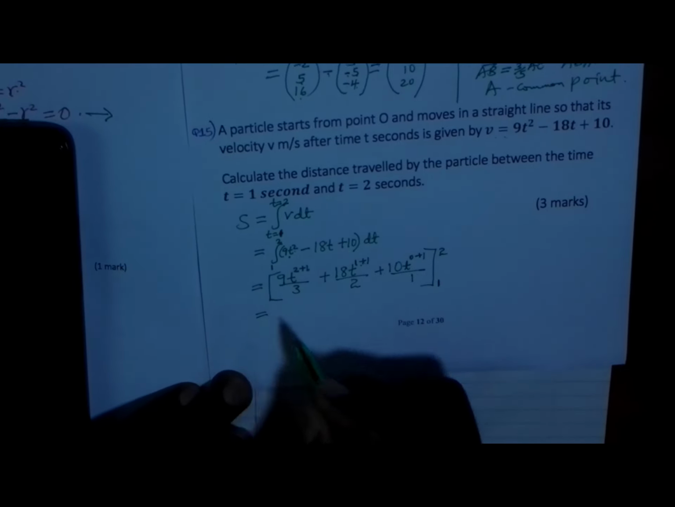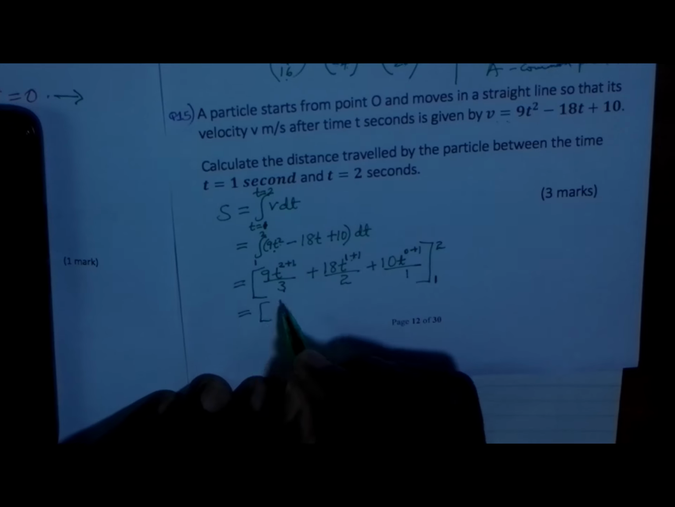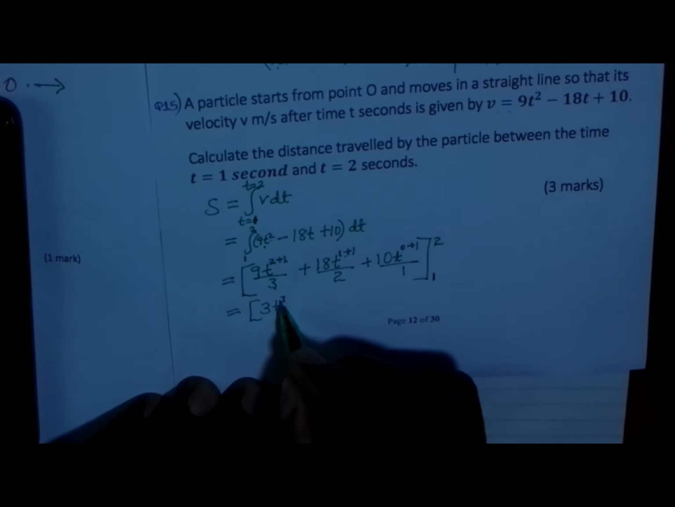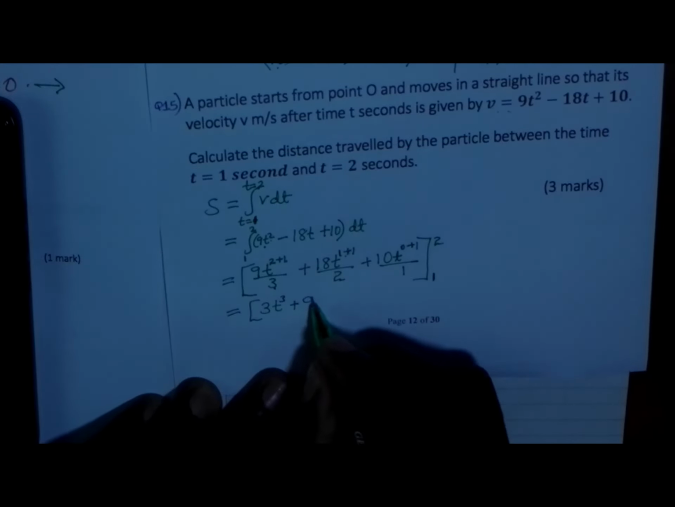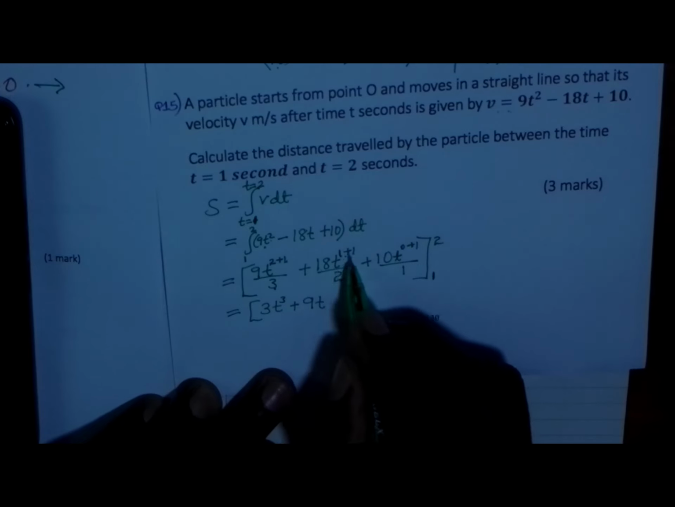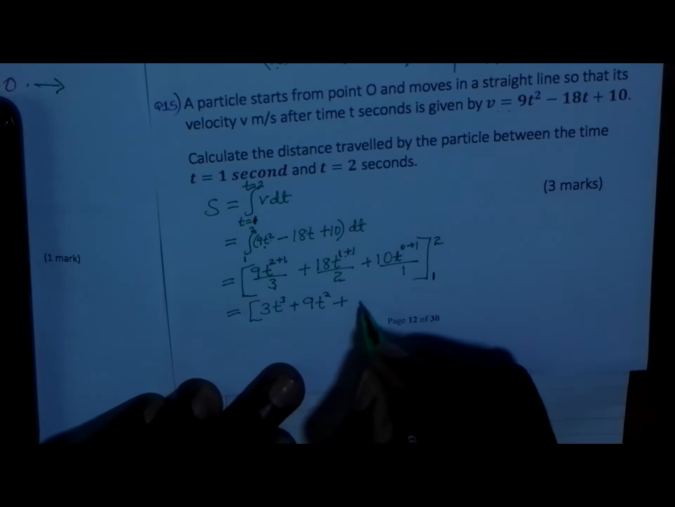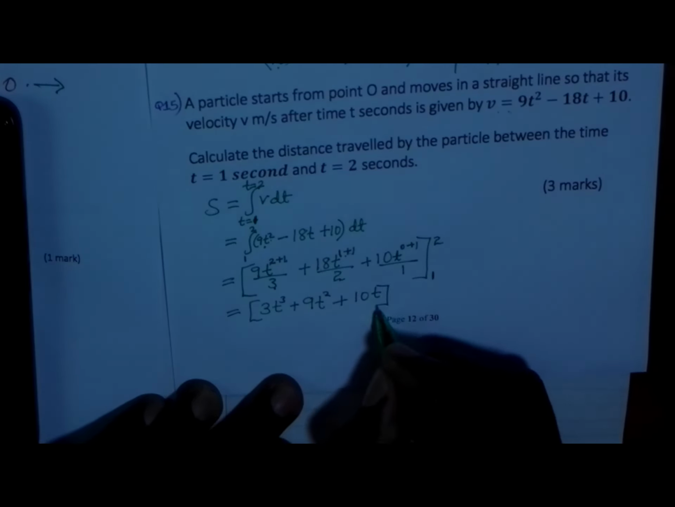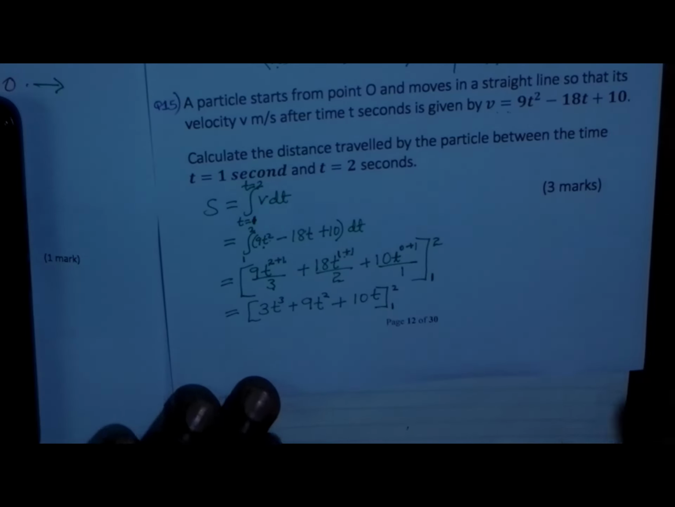So we work this out. 9 divided by 3, that is 3t raised to 3, minus 18 divided by 2, that is 9t raised to 2, then plus 10t, from 1 to 2.